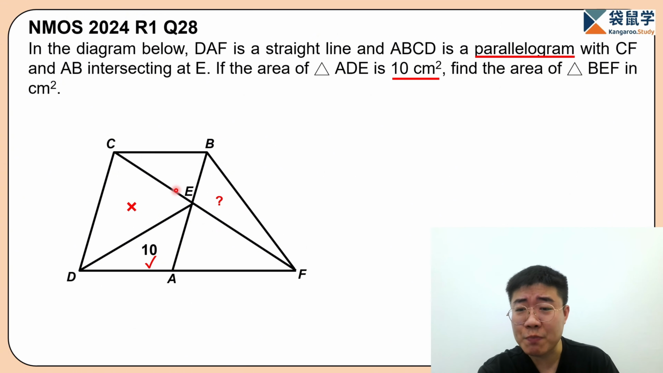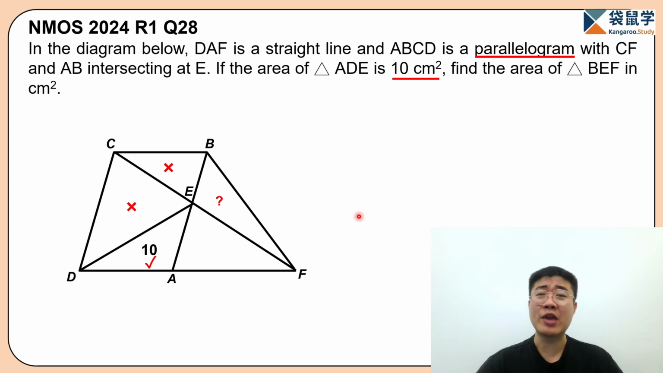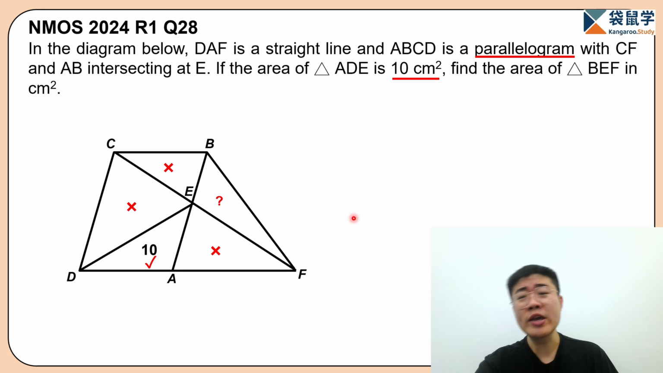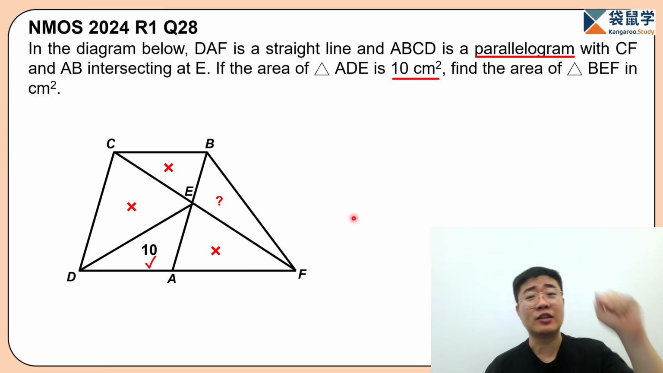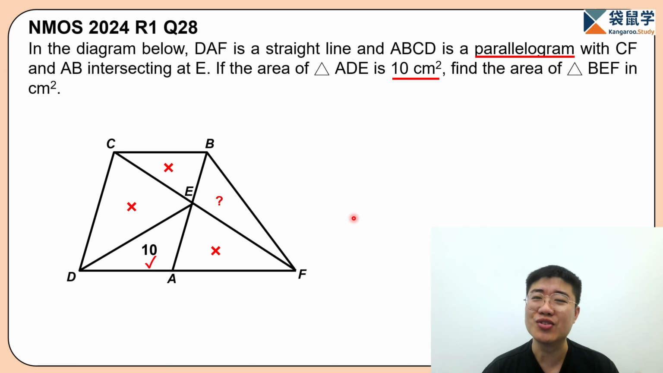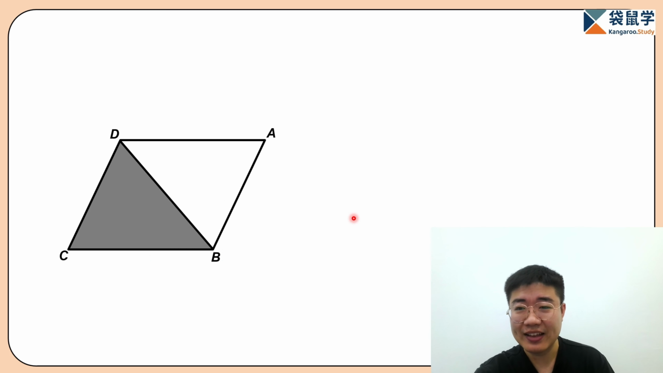How about the triangle BCE? We can see that this one also cannot be found. And how about the triangle AEF? This one, the area we also do not know. So now it's only about the triangle ADE and the triangle BEF. Of course, we have to find the relationship between these two triangles. So in order to do that, let's take a look at an example first.